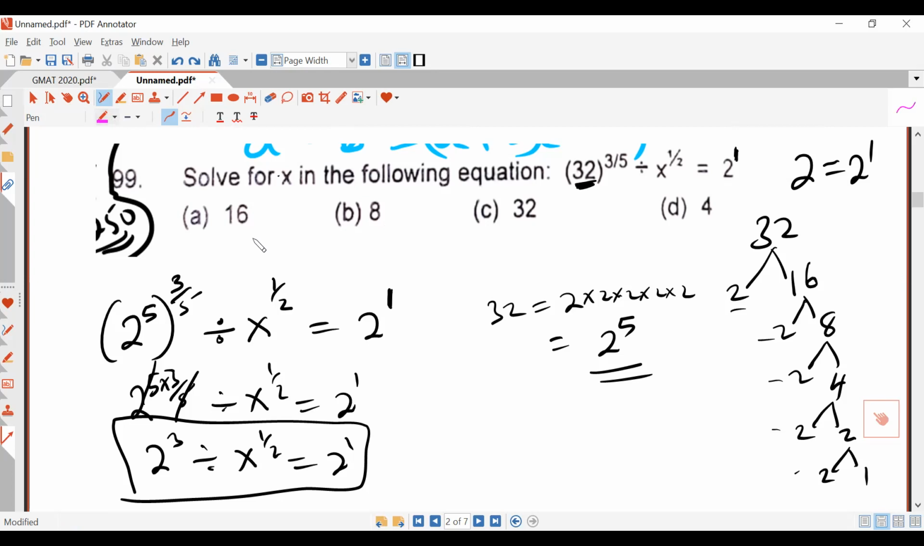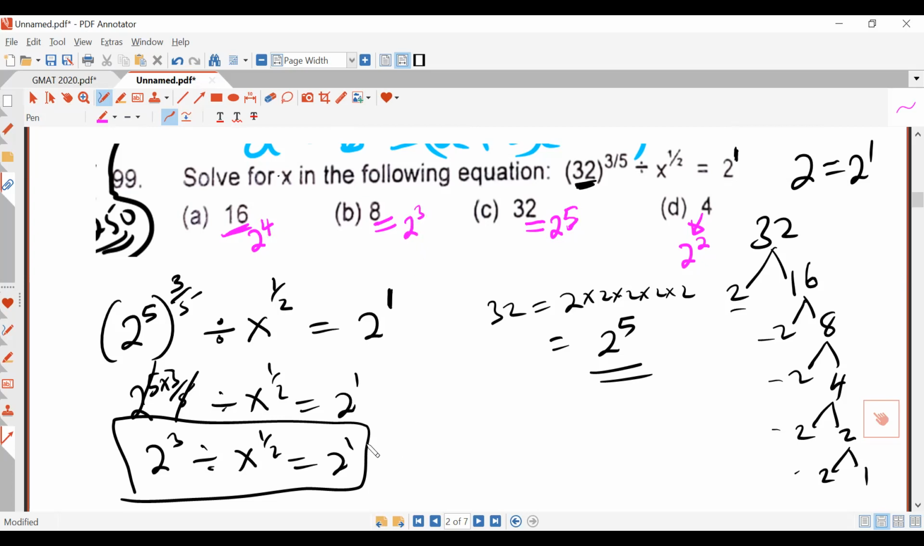If we do that, first of all, what is 16 in terms of 2? 32 is the same as 2 to the power of 5. This 4 here is the same as 2 to the power of 2, because it is 2 times 2. 16 is 2 to the power of 4. And then 8? 2 to the power of 3, that is correct.